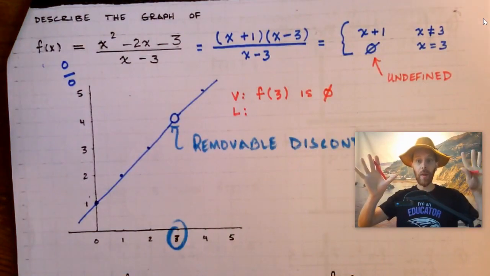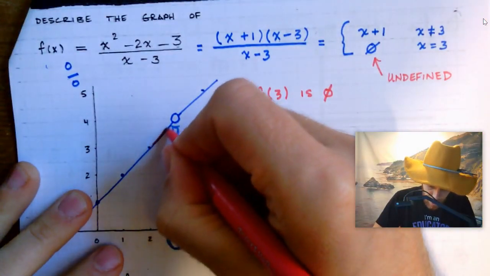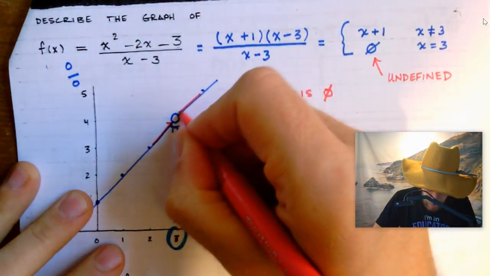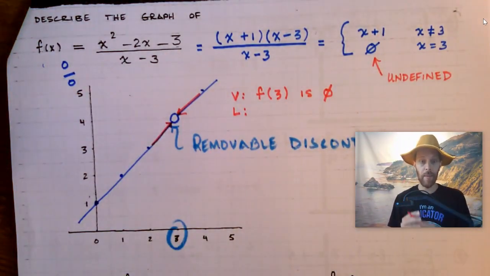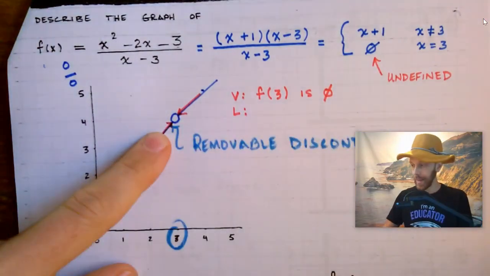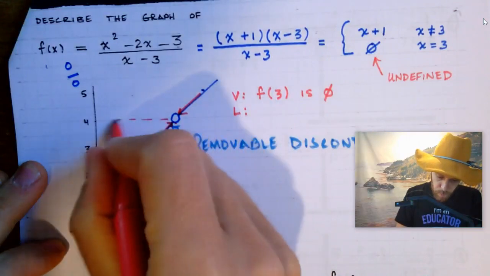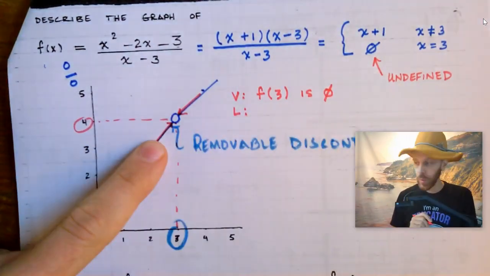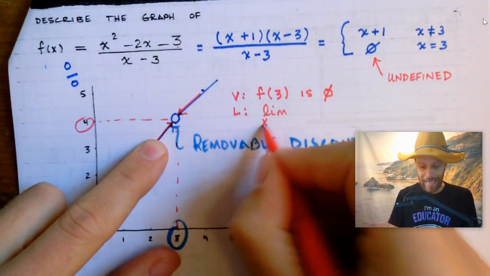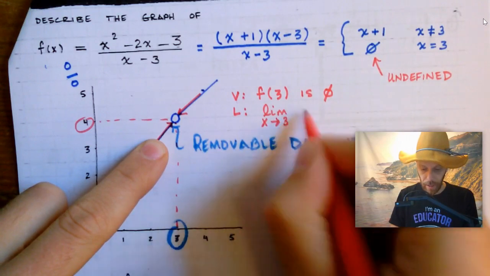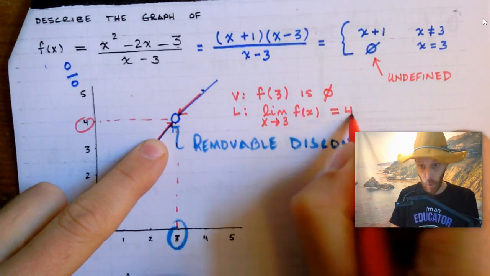Contrast the value with the limit. The limit is what happens as we get really, really close to 3, but not actually at 3. So in other words, the limit is what are we approaching around 3. And in this case, you can see that we're getting really, really, really close to 4. So we would say the limit as x is approaching 3 of the function f of x is 4.